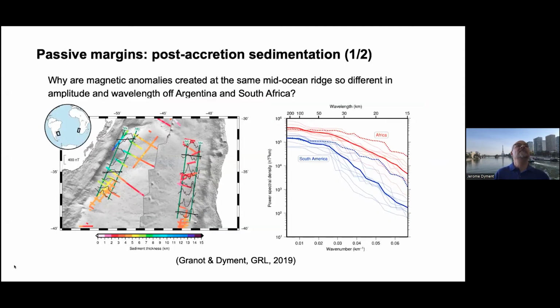Okay, now let's go to the margins. With Roy Granot, we have shown that magnetic anomalies in the South Atlantic, between South Africa and Argentina mostly, have been created at the same area, and when we reconstruct them, we can see that their signature is very different. Those on South America are very smooth, very low amplitude, and those on Africa are much stronger. The major difference between the two areas is the amount of sediment. There is not so much sediment, maybe 2 or 3 kilometers on the African side, and there are up to 7, 8, 9 kilometers of sediment on the American flank, and it makes a difference.